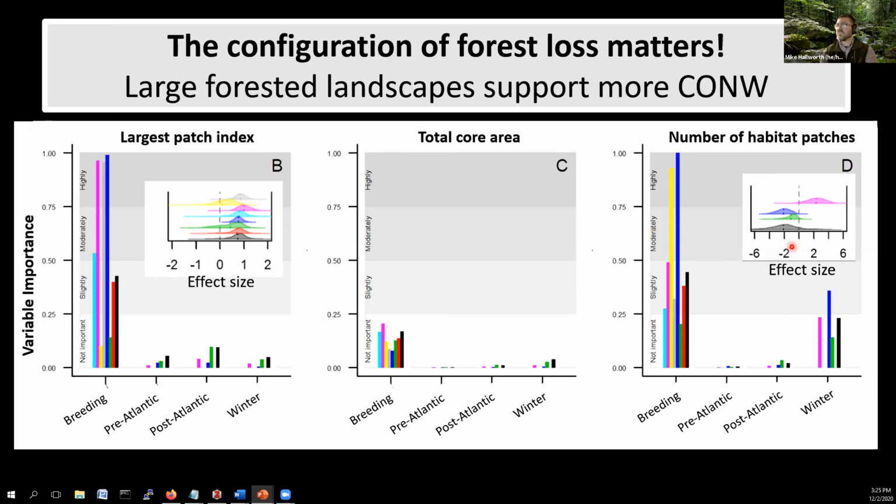But there was mixed results. So in some places, mainly on the eastern populations, the number of habitat patches was negative, but in the Alberta population, there was a positive effect of the number of habitat patches on the abundance of Connecticut warbler.